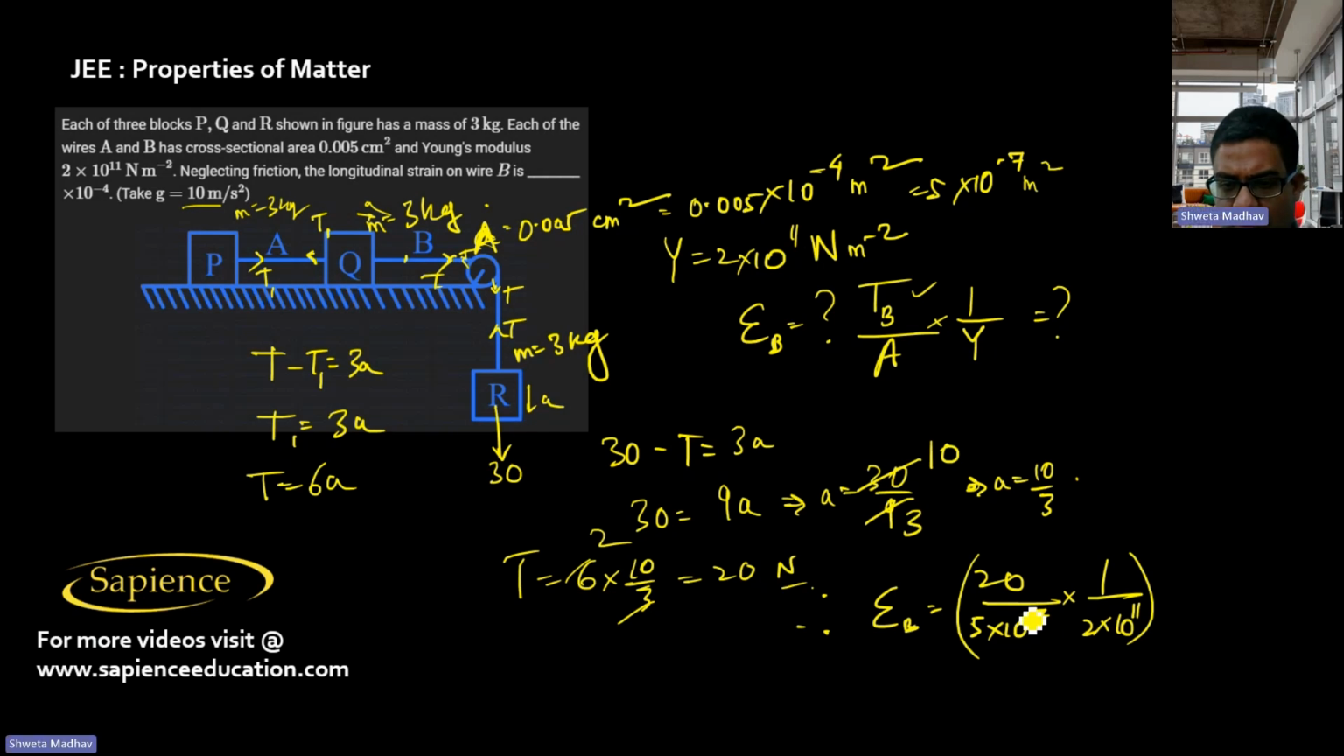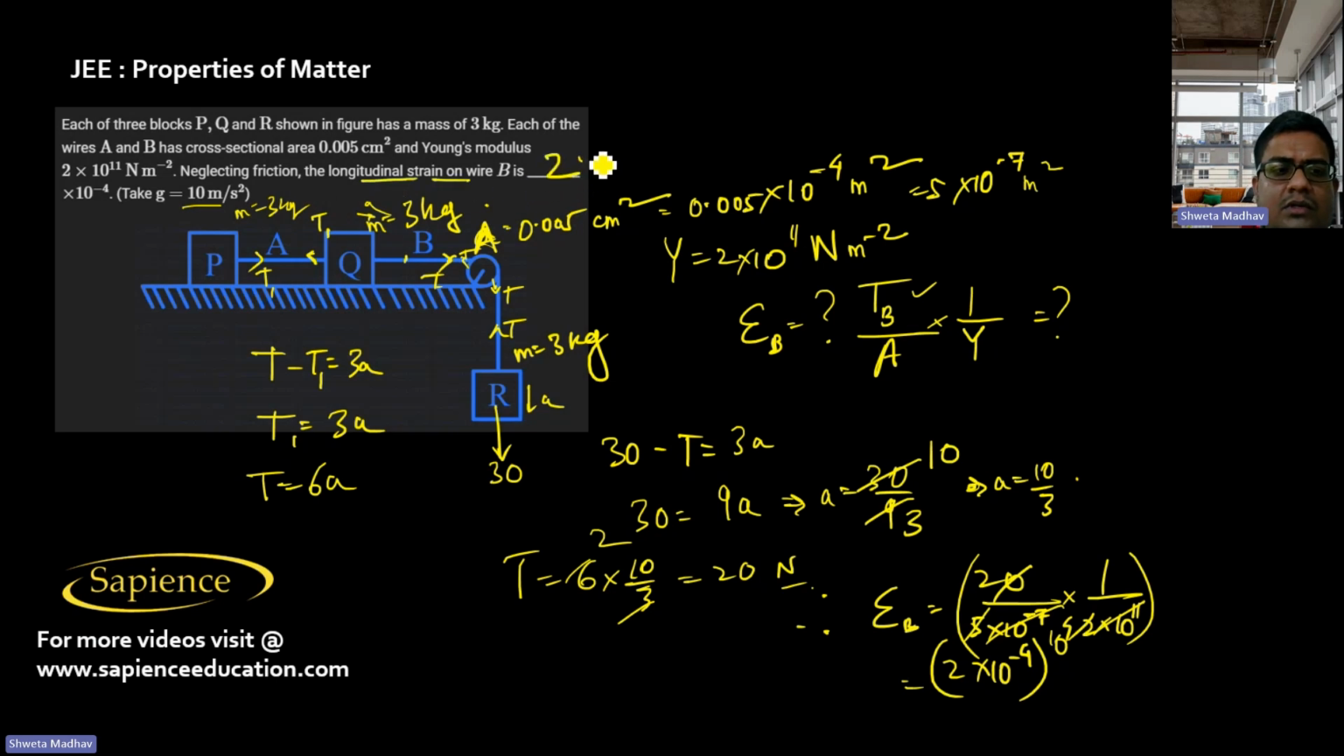So this value we have to find out. So 2 5s are 10. And this is 10 power minus 7 to 10 power 11, that is 10 power 4, and minus 7, that is 4. So this is 2 into 10 power minus 4. So then neglecting friction, the longitudinal strain on the wire B, that will be 2 into 10 power minus 4. So 2 is the answer.